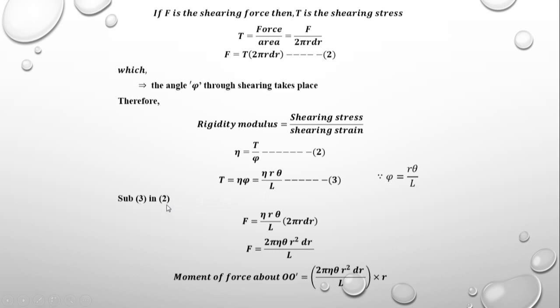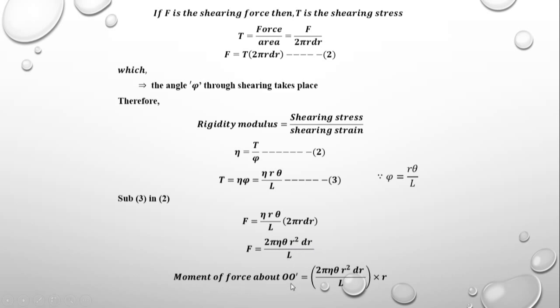Substituting equation 3 in equation 2, force is equal to, in place of T, if you substitute eta r theta by L, into 2 pi r dr. So if you substitute this T in equation number 2, we will get force equal to eta r theta by L into 2 pi r dr. F is equal to 2 pi eta theta r square by L into dr. If we simplify this equation, we get 2 pi eta theta r square dr by L.